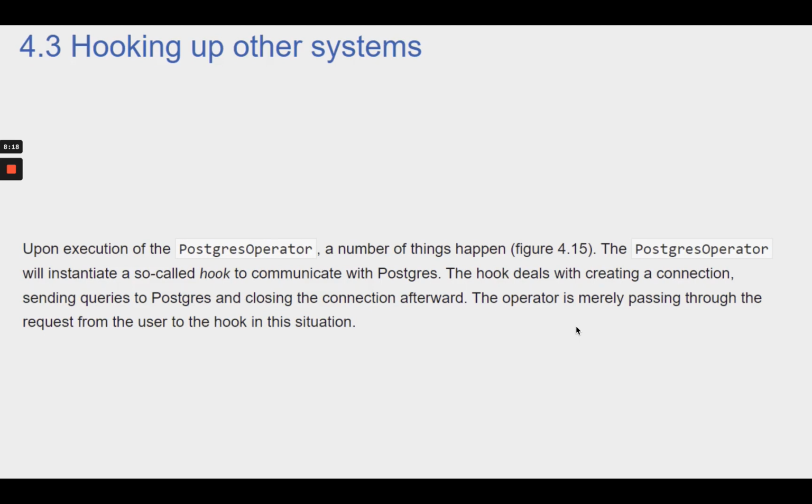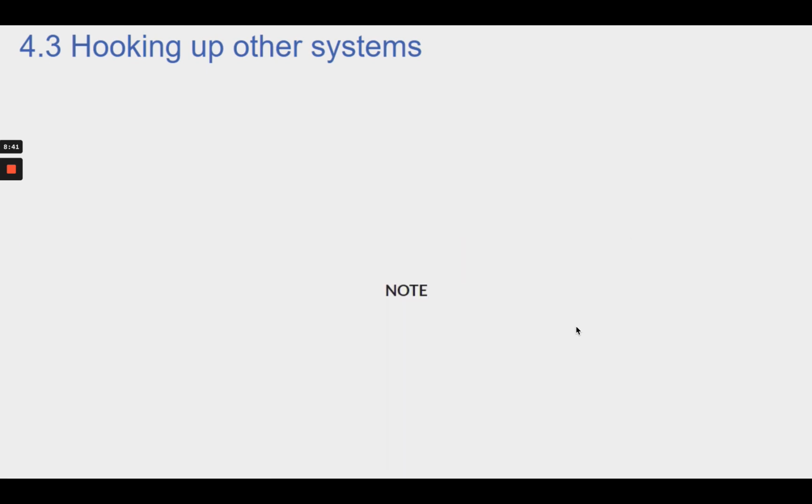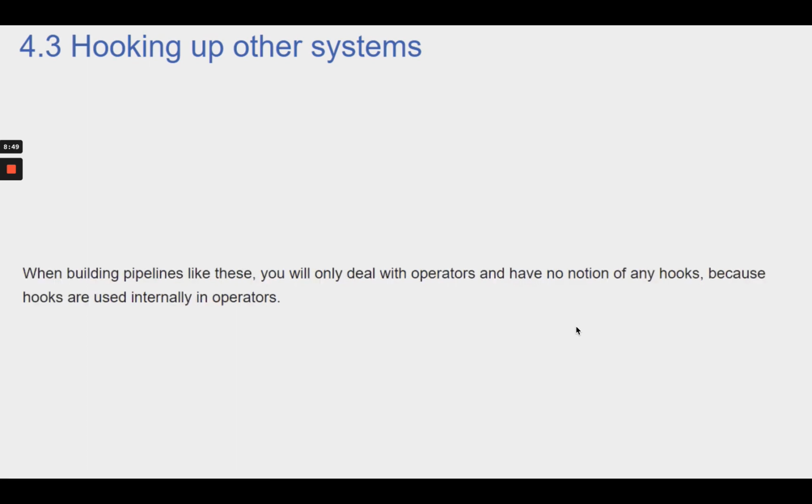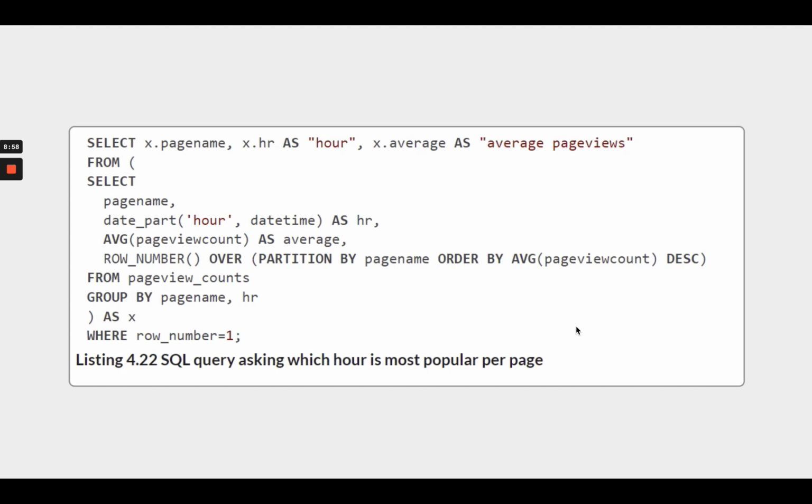Upon execution of the Postgres operator, a number of things happen, figure 4.15. The Postgres operator will instantiate a so-called hook to communicate with Postgres. The hook deals with creating a connection, sending queries to Postgres, and closing the connection afterward. The operator is merely passing through the request from the user to the hook in this situation. Note: an operator determines what has to be done. A hook determines how to do something. When building pipelines like these, you will only deal with operators and have no notion of any hooks, because hooks are used internally in operators.